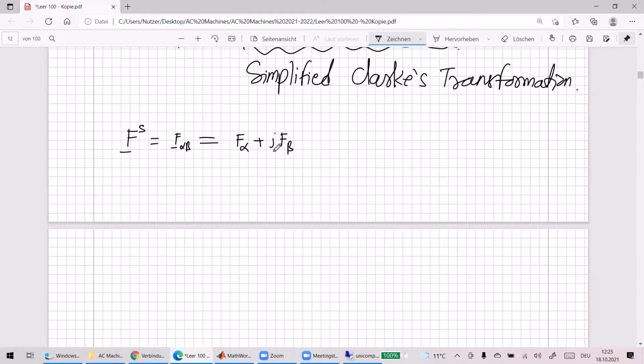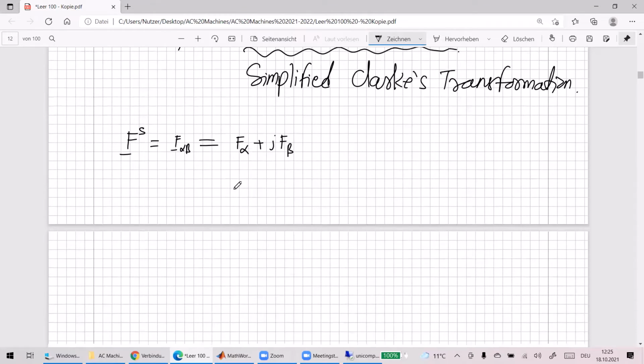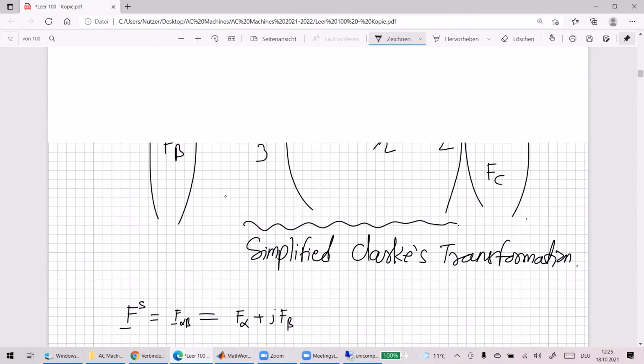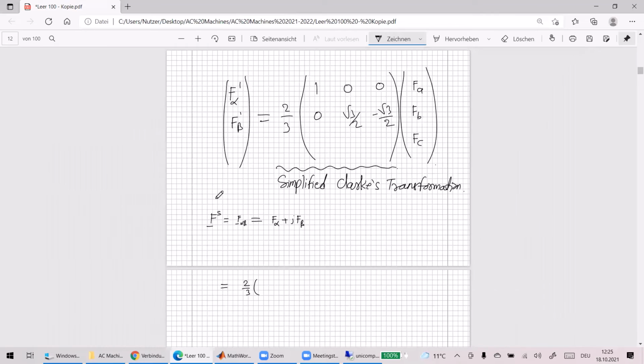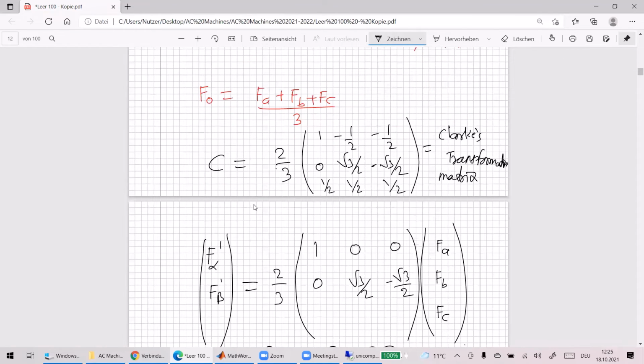It's just an imaginary component. So this imaginary unit, and this F beta is on the imaginary axis, and this is on the real axis. Okay, so let's simplify these. You can write this F alpha as 2/3 into these things.